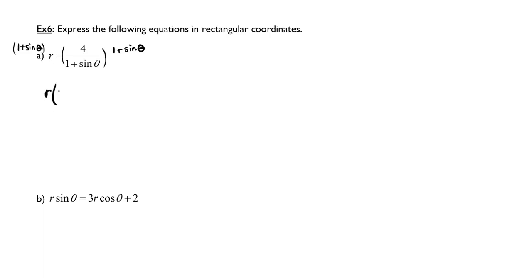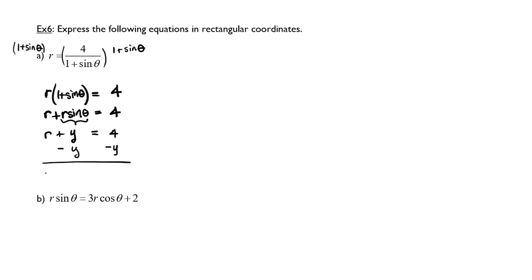This will give me r times 1 plus sine theta equals 4. I'll distribute the r, and that will give me r plus r sine theta equals 4. From here, I'll replace the r sine theta with y. That gives me r plus y equals 4. And from here, I'll isolate the r by subtracting y from both sides. Now I have r equals 4 minus y.